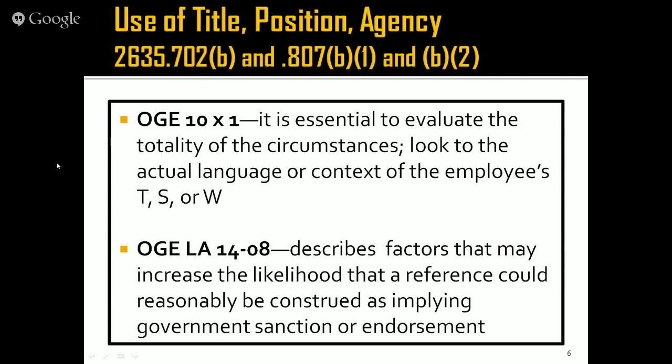So if we look at, so that's 702A. Now if we move on to 702B, 702B deals with a couple of different use of title, position, and agency specifically provisions. The title of this paragraph is appearance of governmental sanction.